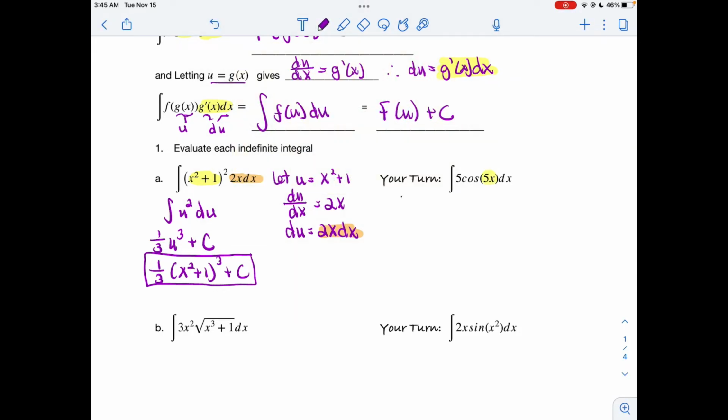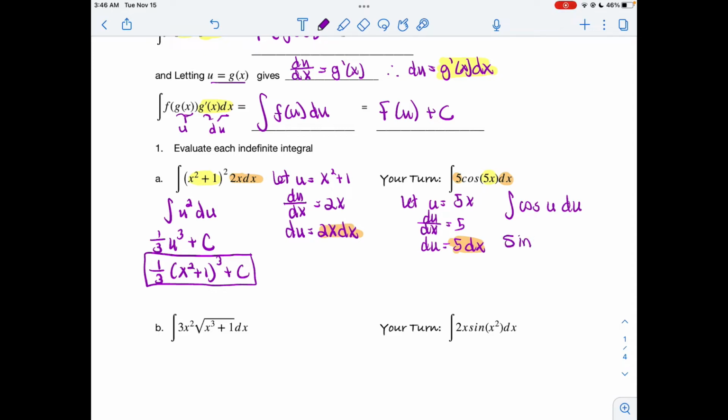This time our inside function was 5x, so we're going to let u equal 5x. So the derivative of u with respect to x would be 5. Therefore du is equal to 5 times dx. And we were given 5 and dx. They're not next to each other, but that's okay because remember, it doesn't matter which order with multiplication. So I can replace the 5x with u and the 5 dx with du.